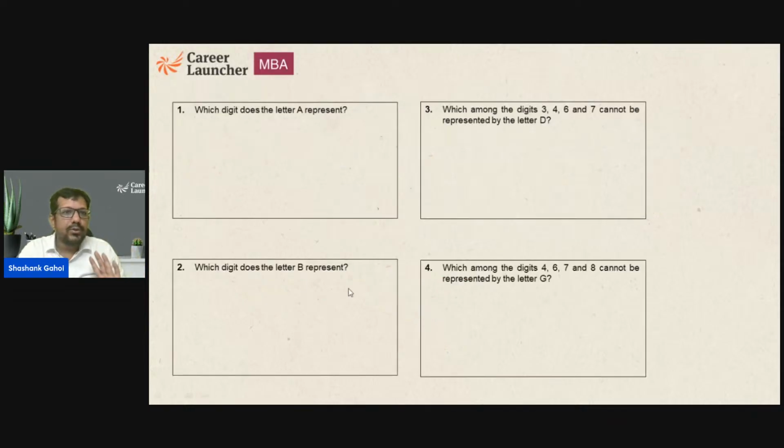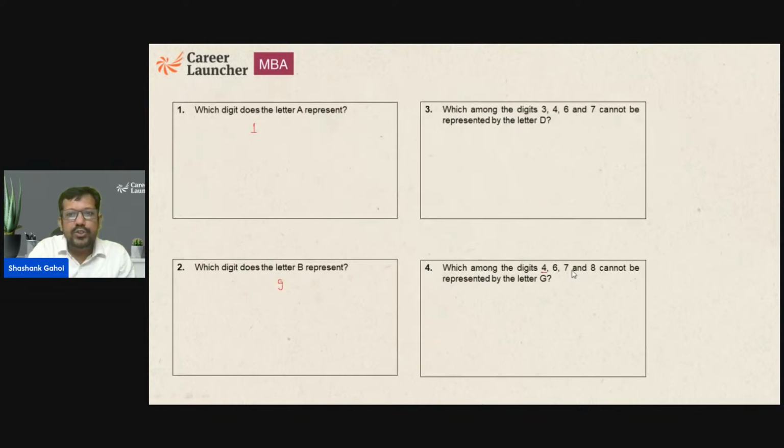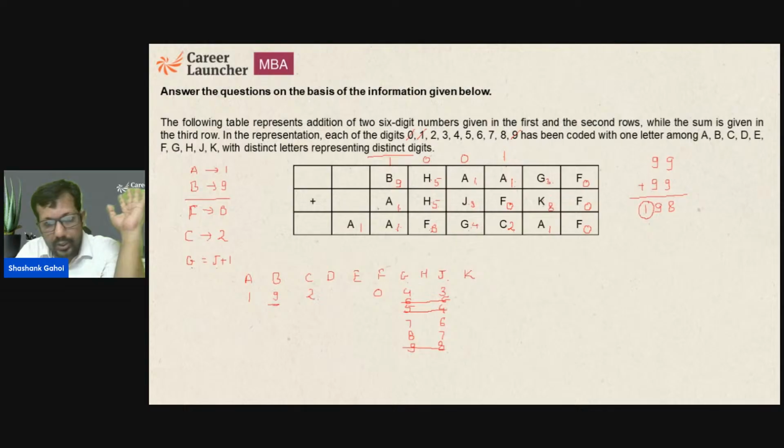Okay. So I already got the answer, right? So the answer of the first question is what? A is 1. Answer of the second question is 9. G can take 4. G can take, I think, 7. G can take 8. So which of the values G cannot take? G cannot take 6. So I got the answer for this. Now among the digits 3, 4, 6 and 7, which of the digits cannot be represented by D? Okay. Now H is already taken as 5.